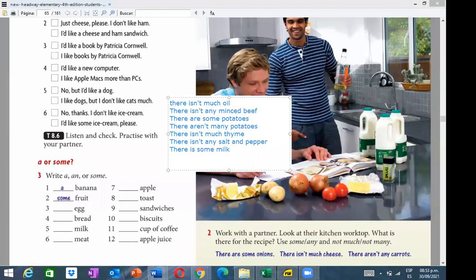What about the butter? Can you see? Here we have butter. Look at it. What can you say? Hablando de la mantequilla. Please, any idea? There isn't much butter. Yeah, because it's uncountable, right? We can't count butter. So we can say there isn't much butter.